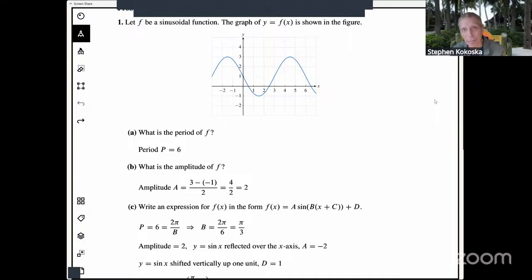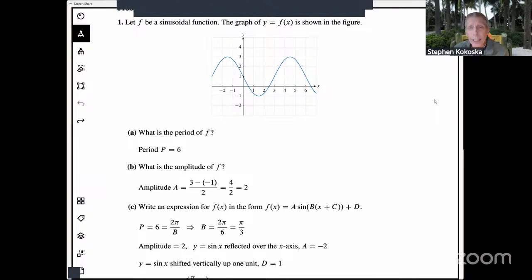Well, here's the first one. Suppose that f is a sinusoidal function and the graph of y equals f of x is shown in this figure. I apologize, Curtis, I don't know how well this is showing up on the screen, but there is actually a grid in this figure. Certainly when we post the PDF pages, the grid does show up there. Eventually, when we get to the end of this, we'd like to produce a formula, an expression for this sinusoidal function, but we'll work our way through that in pieces.